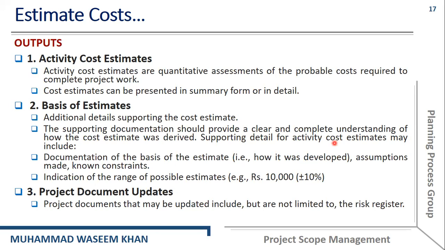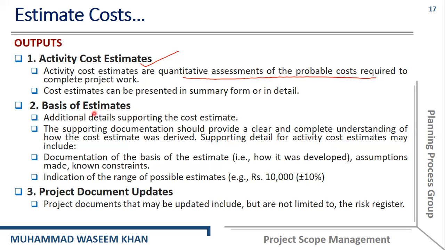So obviously this is what we need from the estimate cost management process, that is, we should have the cost estimates for each and every activity of the project. Activity cost estimates are quantitative assessments of the probable costs that are required to complete the project. That is, the costs that are estimated for each and every activity that needs to be completed.